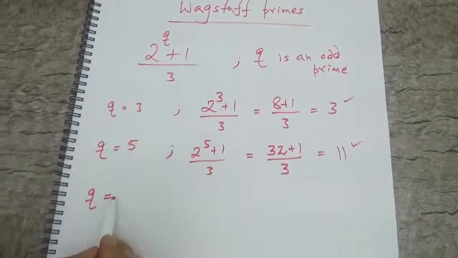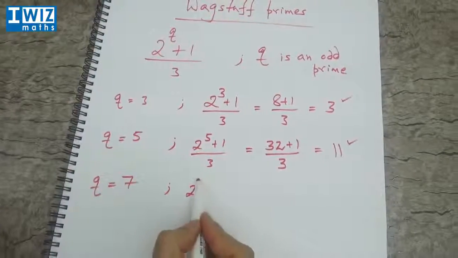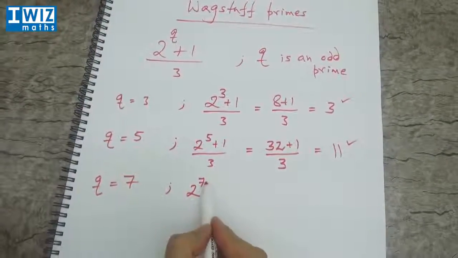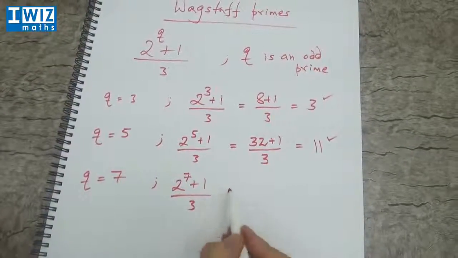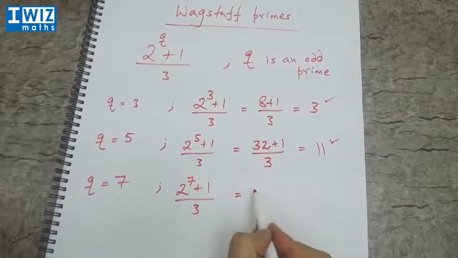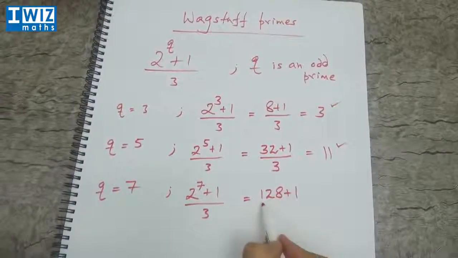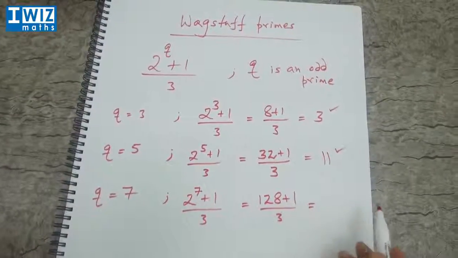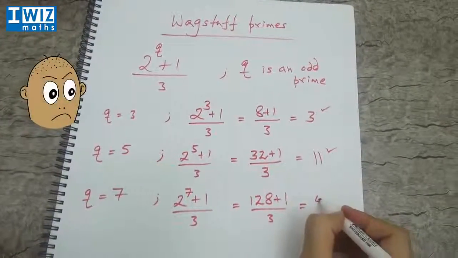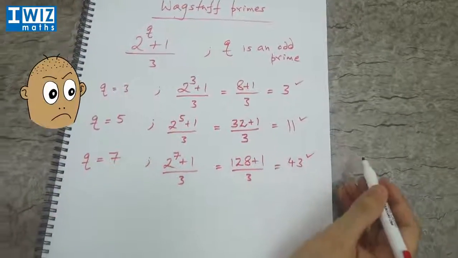So you have q equal to 7, so we need to evaluate (2^7 + 1)/3. 2 to the power of 7 is 128, plus 1, divided by 3, which is 129 divided by 3, which turns out to be 43, which is also a prime, and hence a Wagstaff prime.